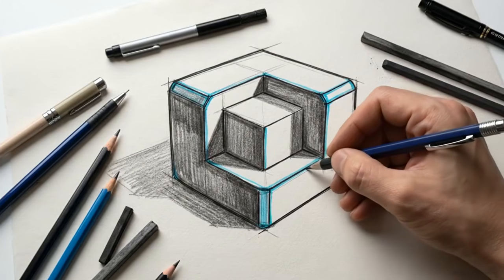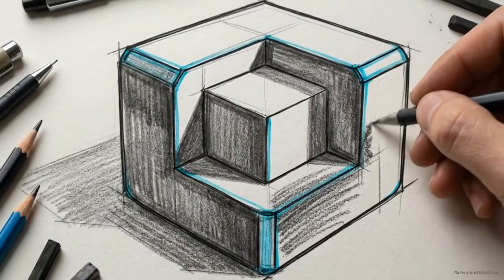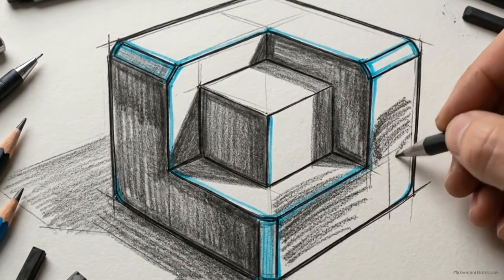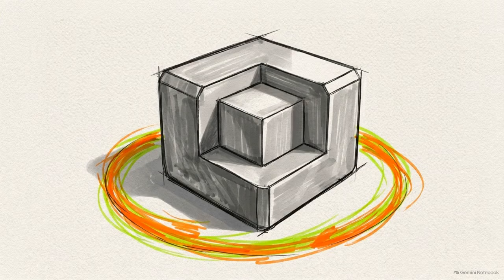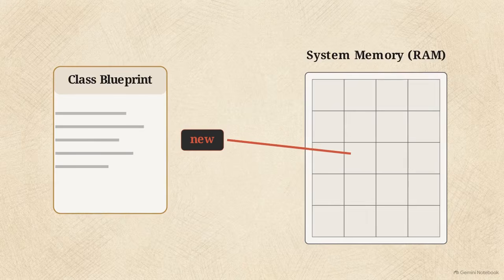A Java class is strictly an inert blueprint. It outlines potential structure and behavior, but occupies no space in physical memory. For that blueprint to be useful, it has to be instantiated. This is the exact moment a concept is converted into a tangible object in the system's memory.